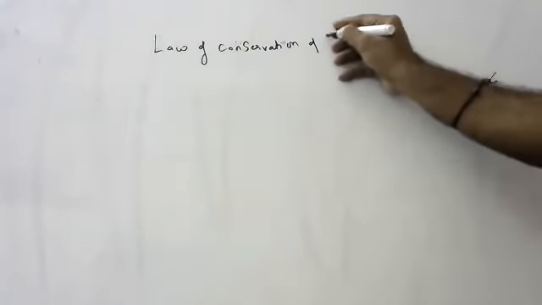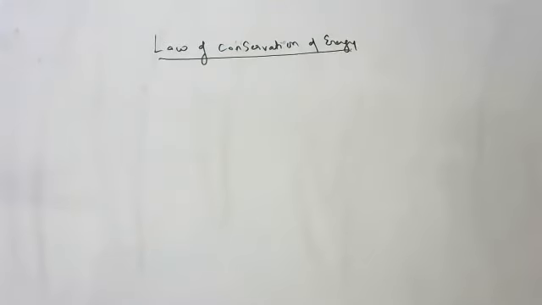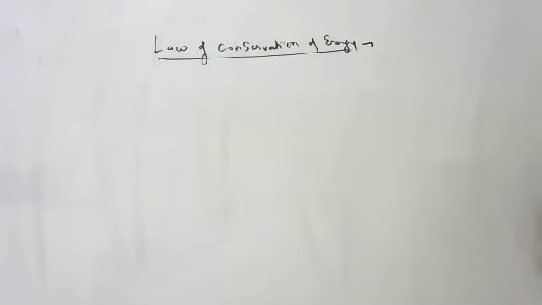Law of conservation of energy. The law of conservation of energy states that energy can neither be created nor destroyed, but can be changed from one form to another. Energy you can't create, you can't destroy, but can be changed from one form to another. Okay, children.